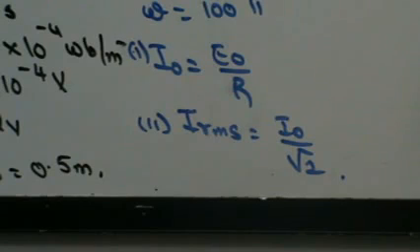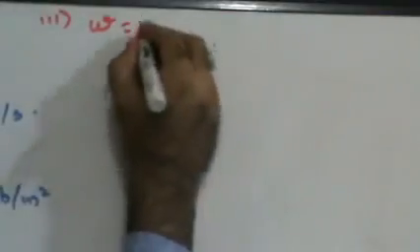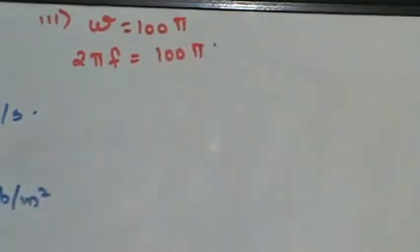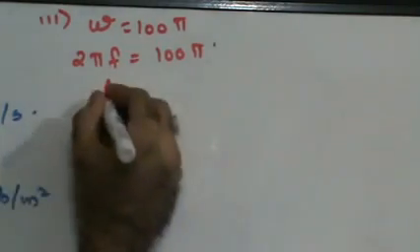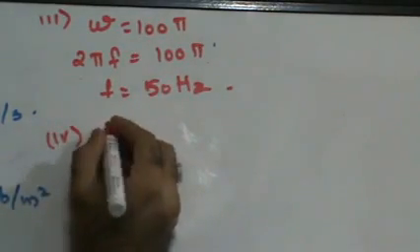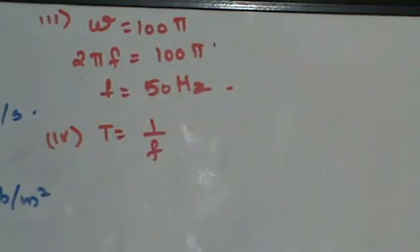Next, they will ask you to find out the frequency and the period of the AC. We know the value of omega. Omega we have said is 100 pi. But omega is nothing but 2 pi f, which is 100 pi. From here I'll come to know that f is going to be 50 hertz. So I found out the frequency. Next they've asked me to find out the time period. Time period is 1 upon f. I've already found out the frequency, so I should get the value of time period.